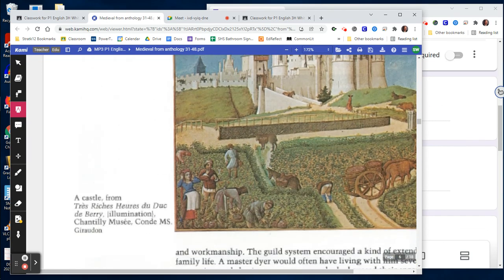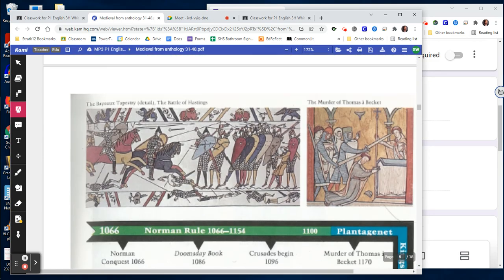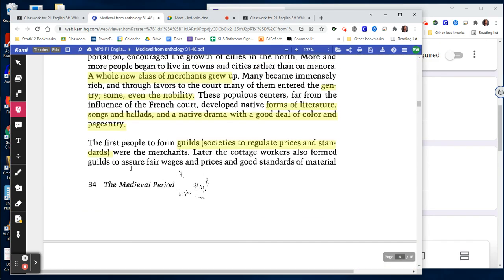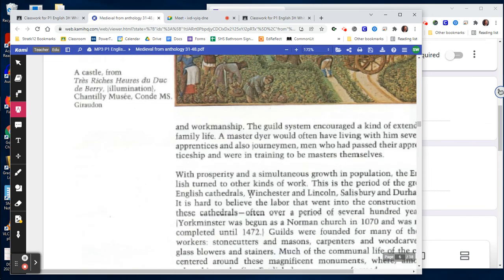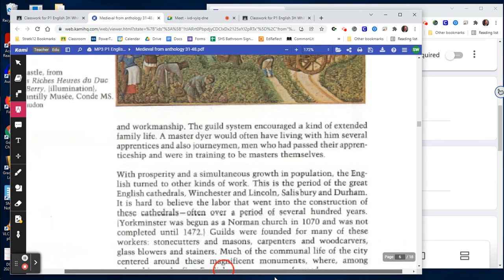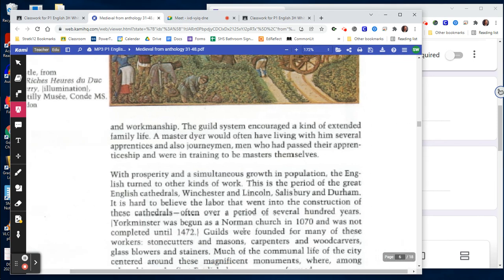Okay, I got to keep with the reading, which left off with what words? The guilds got good standards of material and workmanship. The guild system encouraged a kind of extended family life. A master dyer would often have living with him several apprentices and also journeyman men who had passed their apprenticeship and were training to be masters themselves.